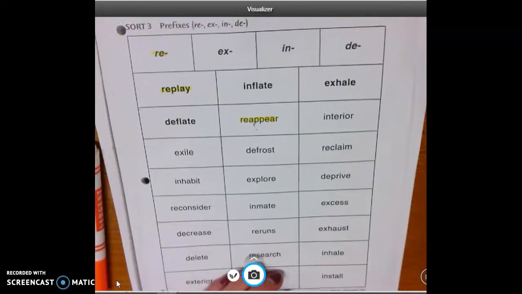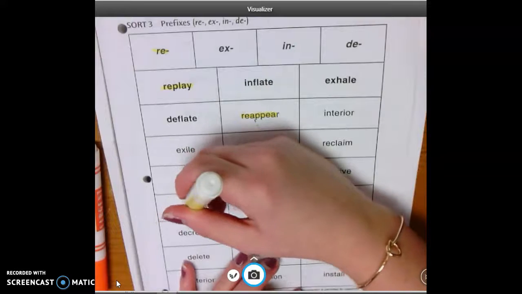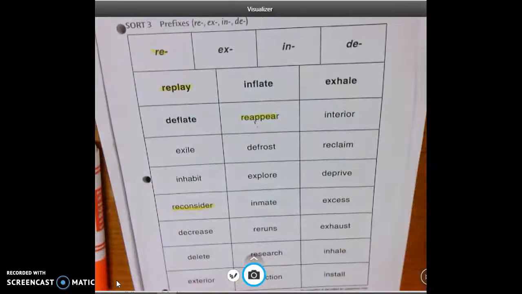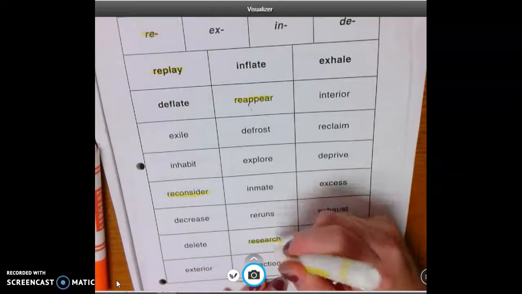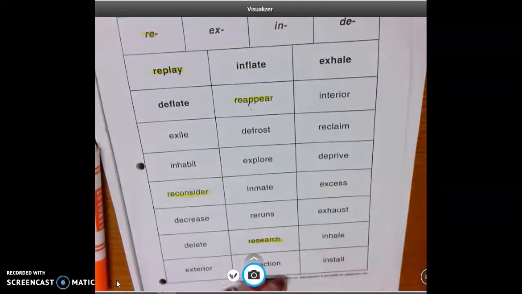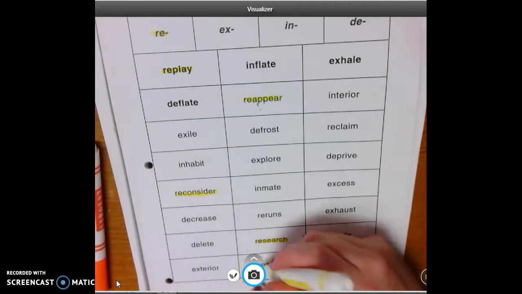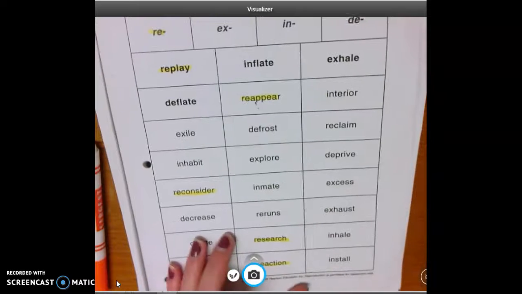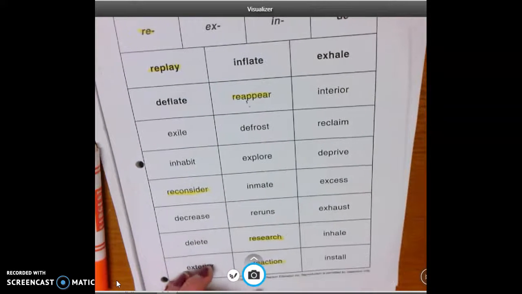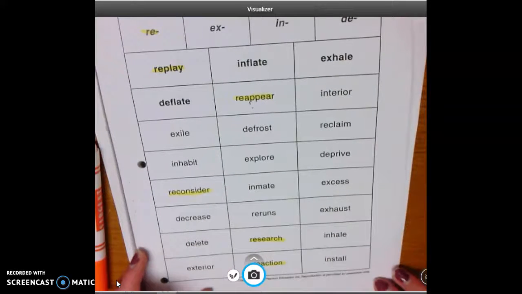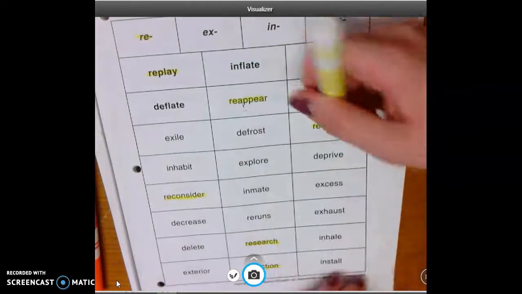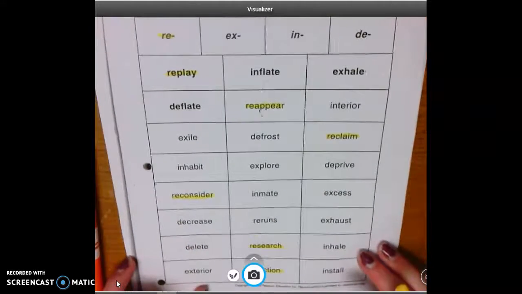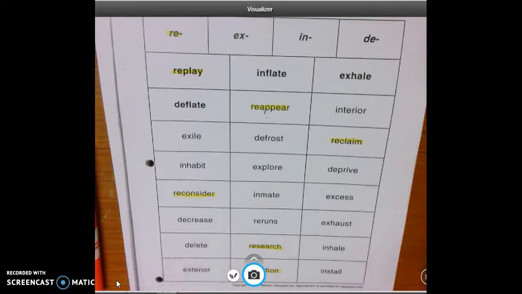We have reconsider, which means to consider again. Research, which means to look something up again. Reaction, which is an action that is in response to something. Or reclaim, to claim again. Okay. Next we have our prefix ex.